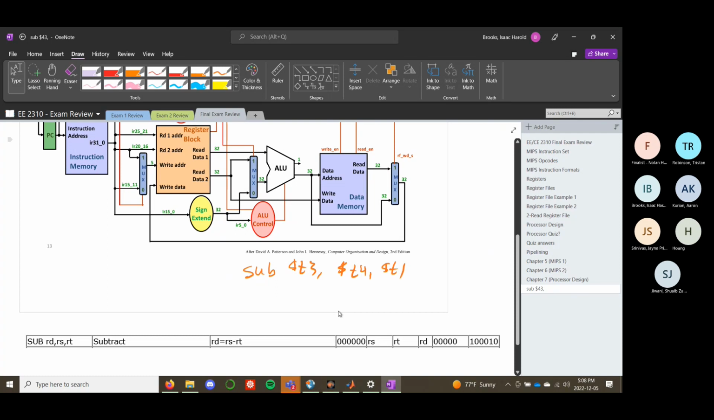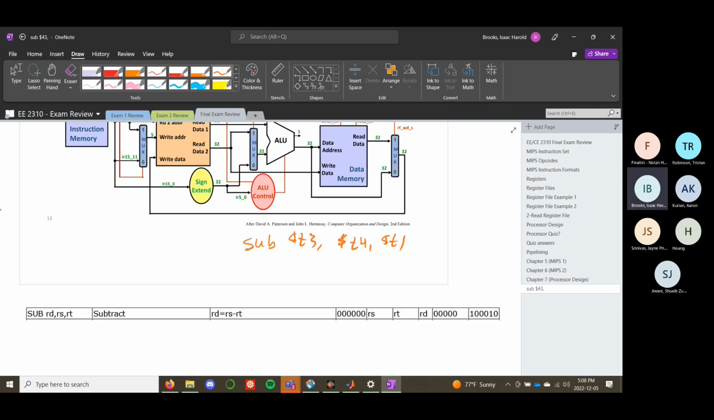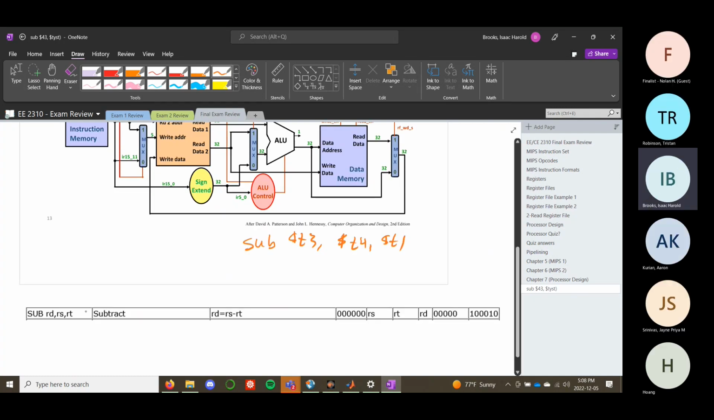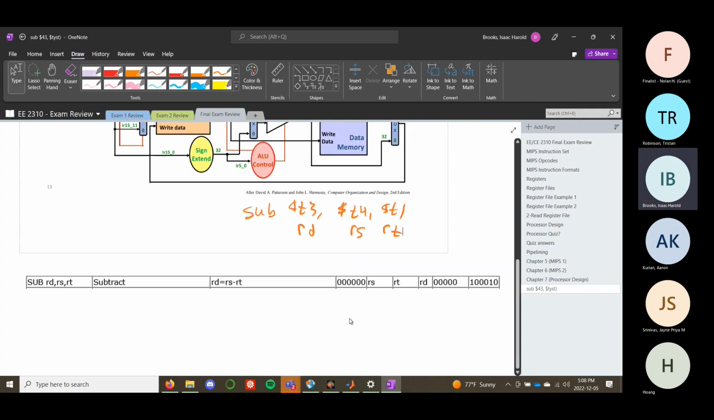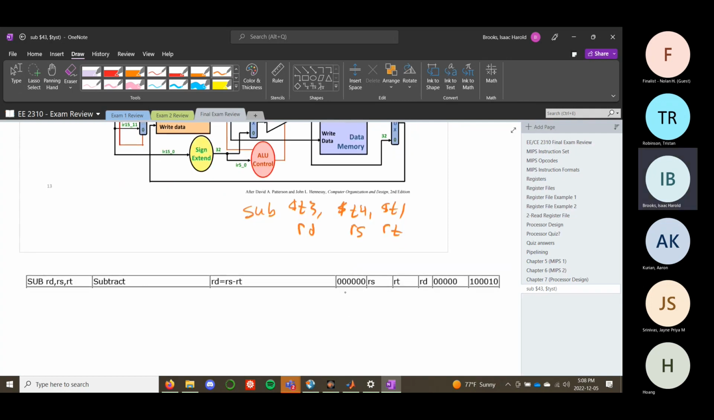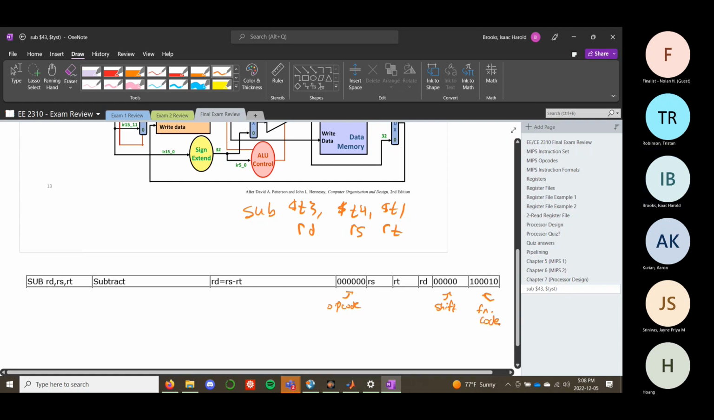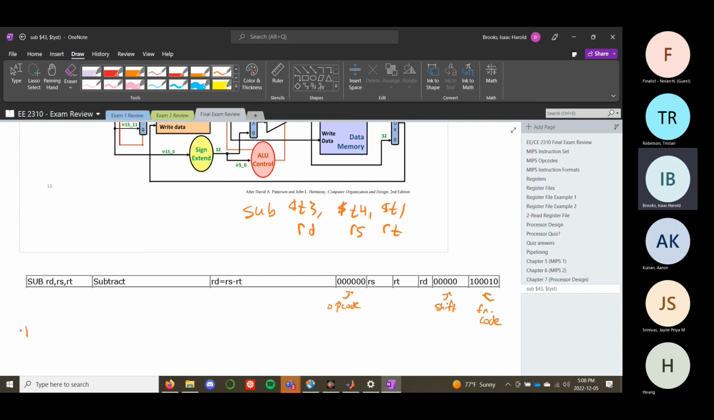Okay. So the subtract function looks like this: RD, RS, RT. It's an R type instruction. So this is our RD, RS, and RT. And when we flip it into bits, this is how the string looks. This is our opcode. This is shift, which is not important, but these are always going to be zeros. And this is our function code. These things will probably be given to you in some table. So if we look at our instruction, this is our instruction.